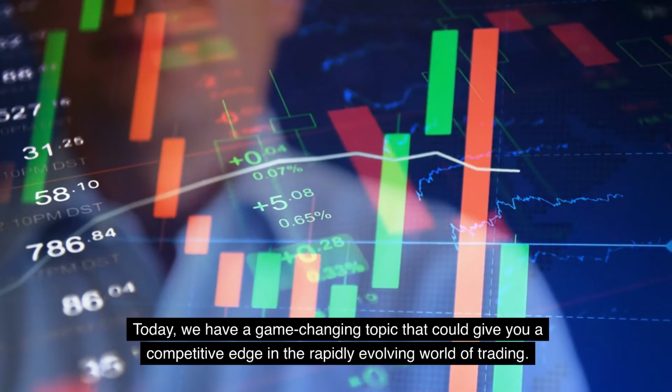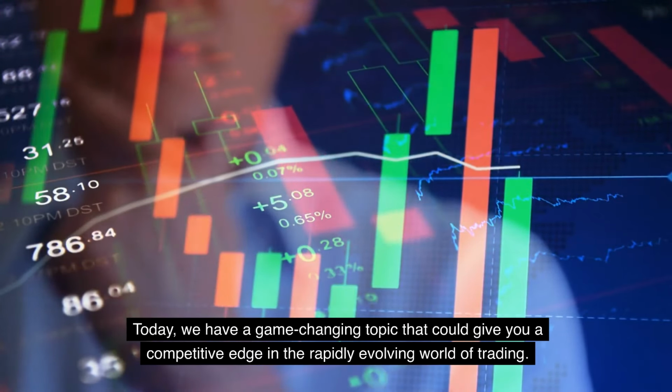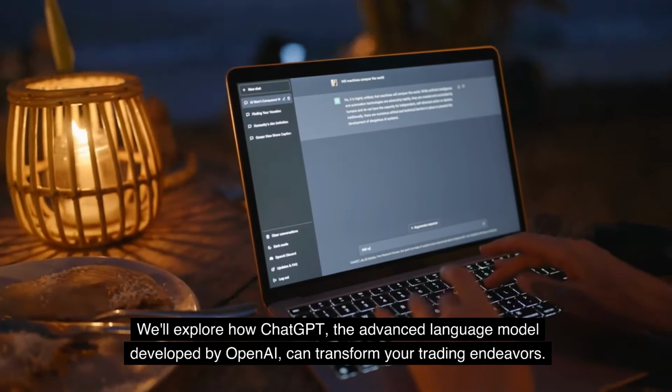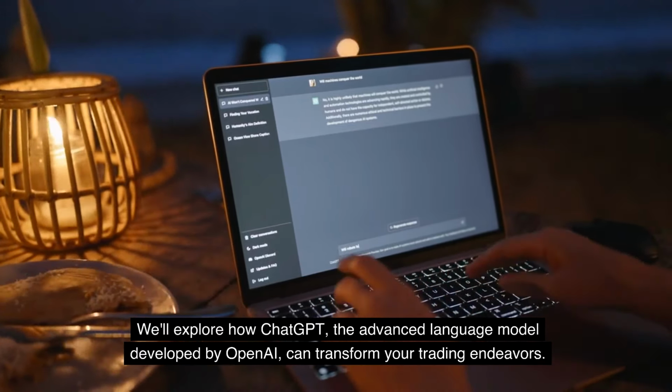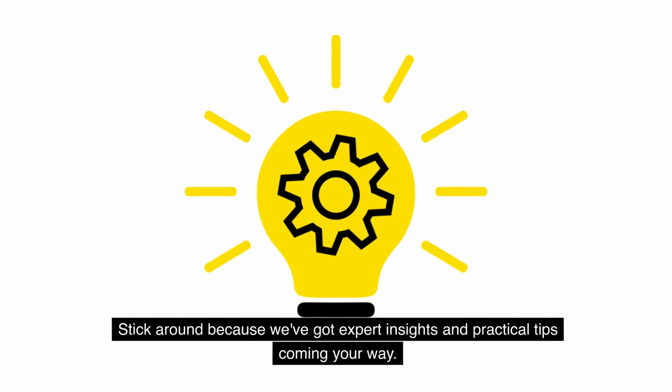Today, we have a game-changing topic that could give you a competitive edge in the rapidly evolving world of trading. We'll explore how ChatGPT, the advanced language model developed by OpenAI, can transform your trading endeavors. Stick around because we've got expert insights and practical tips coming your way.